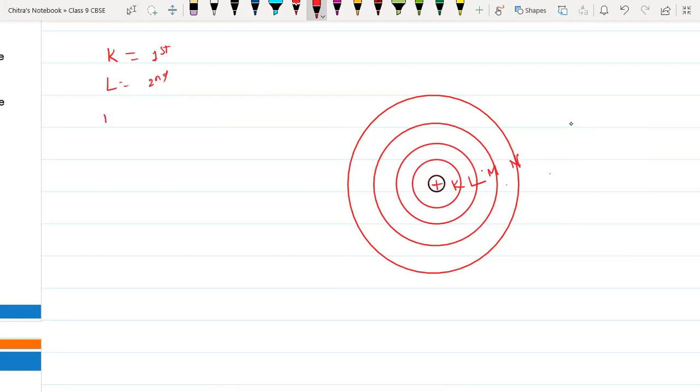Second shell, 8 electrons. M is the third shell, 18 electrons. N is the fourth shell, so 32 electrons, and so on.